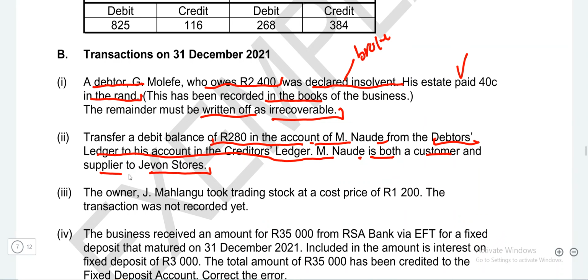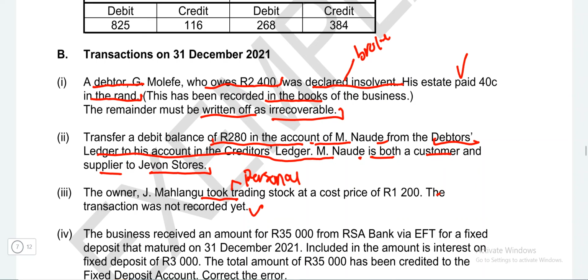Now the next one here is that the owner J Mahlangu took trading stock at a cost price of 1,200. Whenever an owner takes trading stock, remember they're saying that the transaction has not yet been recorded, meaning that this transaction is not appearing in our journals. Remember they're saying that this person took, if the person takes, it means that whatever they're taking leaves the premises of the business. So therefore, we need to think about which accounts are affected. Remember, this person did not buy this trading stock, he took it. So automatically, when he takes it, it is for personal use.